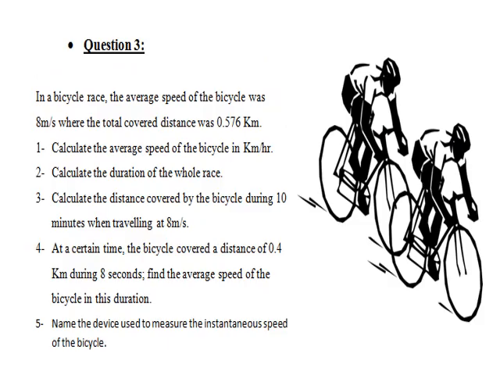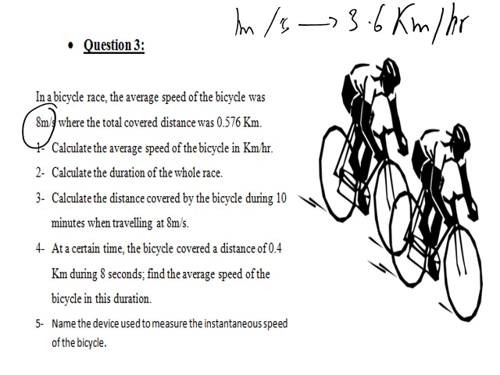Question number 3. In the bicycle race, the average speed of the bicycle was 8 meters per second, where the total covered distance was 0.576 kilometers. Calculate the average speed of the bicycle in kilometer per hour. So you have to convert 8 meters per second to kilometer per hour. As we said, 1 meter per second gives 3.6 kilometers per hour.